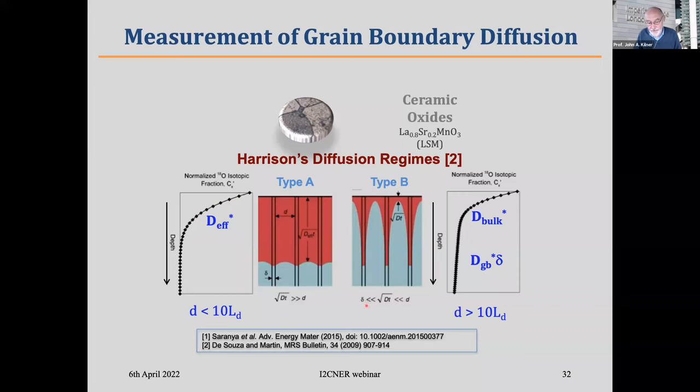But where the size of the grain boundary is much less than root Dt, which is much less than the grain size, we get into type B behavior, and we get this type of profile. And from this early part, we can extract the bulk. It's called bulk here, but it really means the lattice diffusion coefficient. And for the grain boundary, we can extract this parameter. It's the grain boundary diffusivity times the width of the grain boundary, delta.